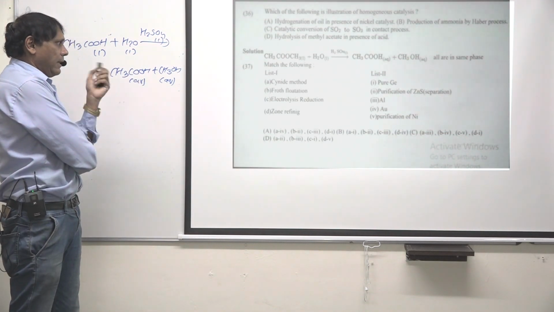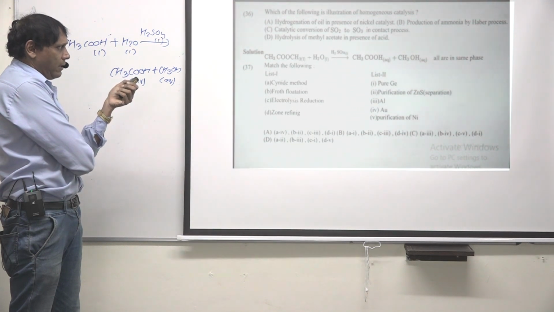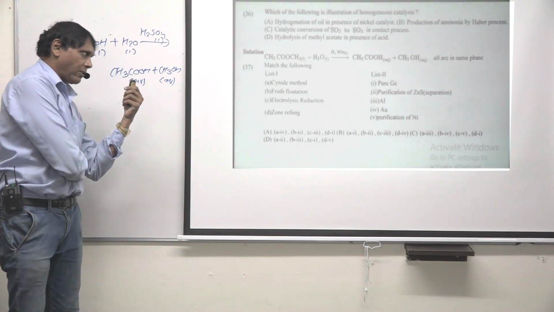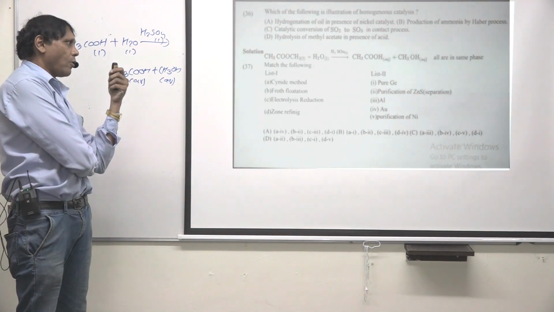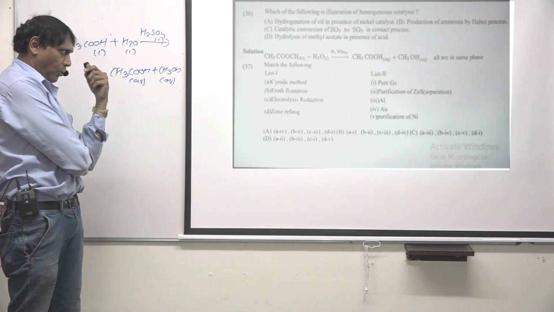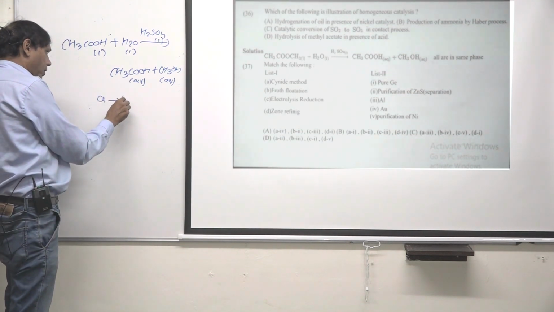Match the following. Very easy. Different methods are given and we have to match which metal goes with which method. First is the cyanide method. As we know, the cyanide method is for separation or concentration of gold and silver. So that is the leaching process. So the answer is gold. So A gives 4.